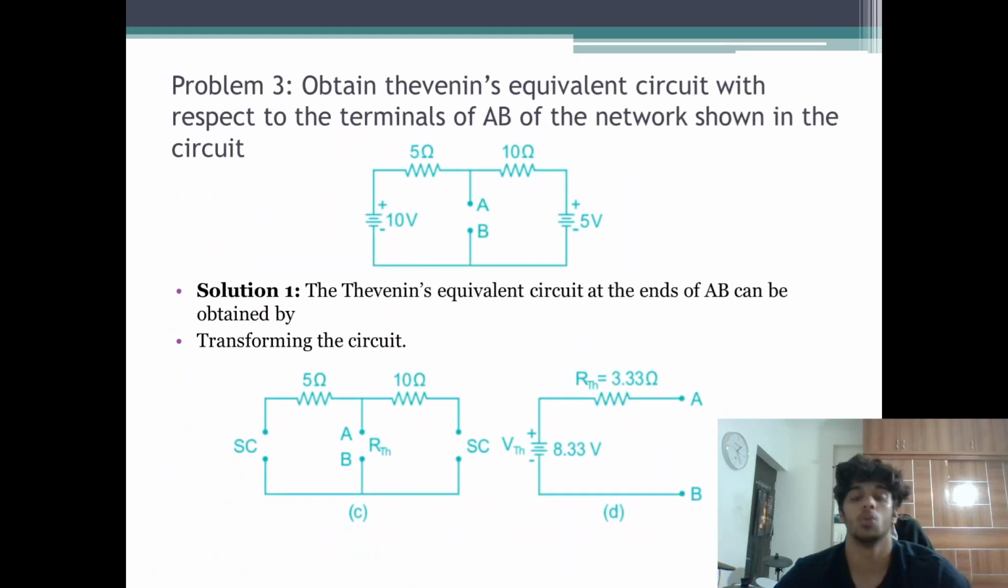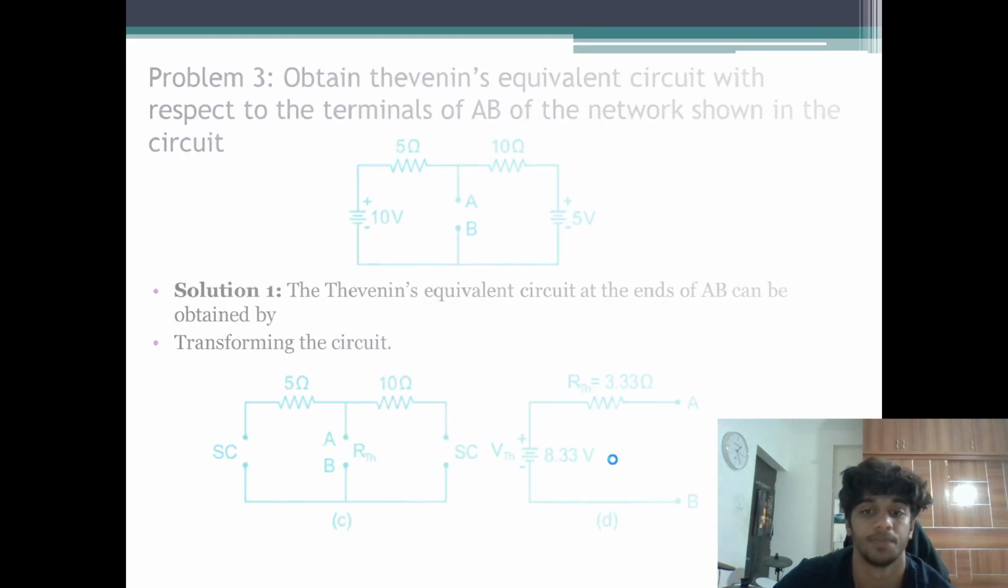All right, moving on to our final problem, that is, obtain Thevenin's equivalent circuit with respect to the terminals AB of the network shown in the circuit. So this is a circuit which is given to us. So we've got to obtain Thevenin's equivalent circuit with the terminals A and B, right? So step 1, Thevenin's equivalent circuit also can be obtained by, we got to transform the circuit as given below. This is how we transform the circuit.